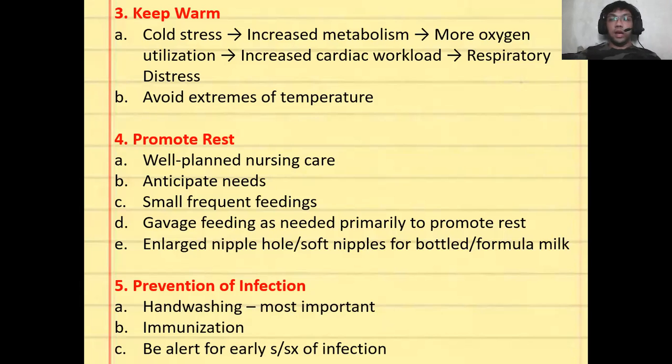And they should have enlarged nipple holes or soft nipples for bottled or formula milk for easy feeding of the infant. And to prevent infection from occurring, number 5, hand washing is very, very important here as well, together with immunization and check for any signs and symptoms of infection such as fever, and we need to report this immediately.